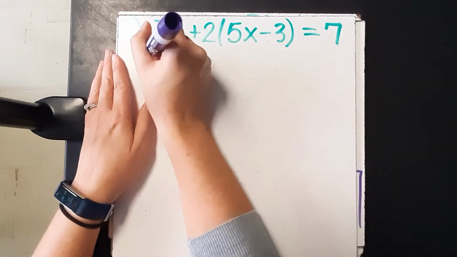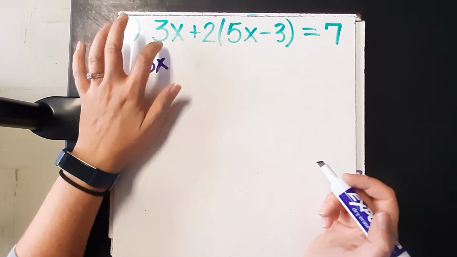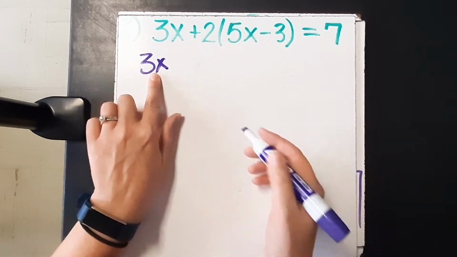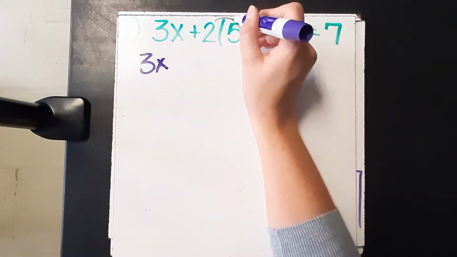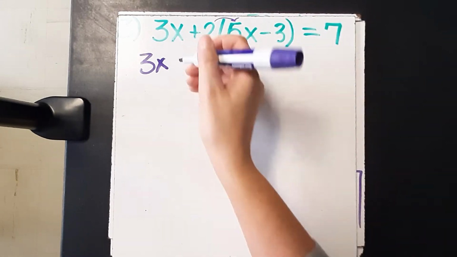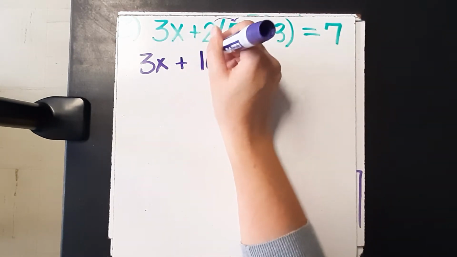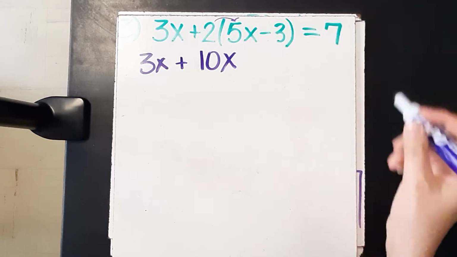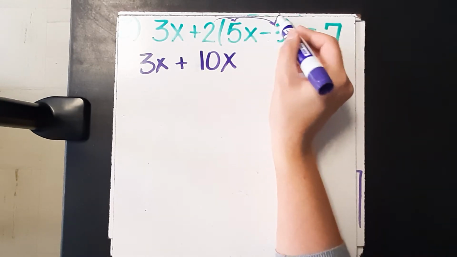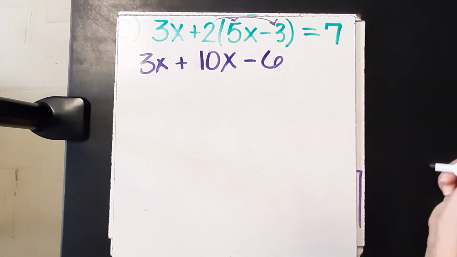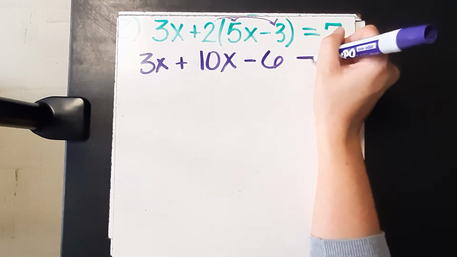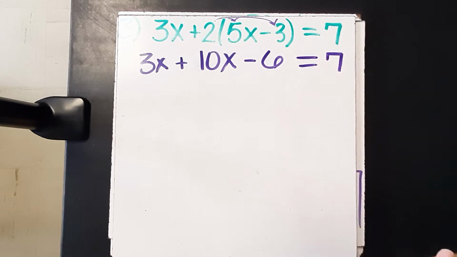I'm going to bring down my 3x from right here. I'm just going to bring that down because that is not getting distributed. It's this 2 that's being distributed. When I multiply that, 2 times 5x is going to give me plus 10x, and then I have 2 times minus 3. That's going to give me minus 6. Okay, and then I still have equals 7.